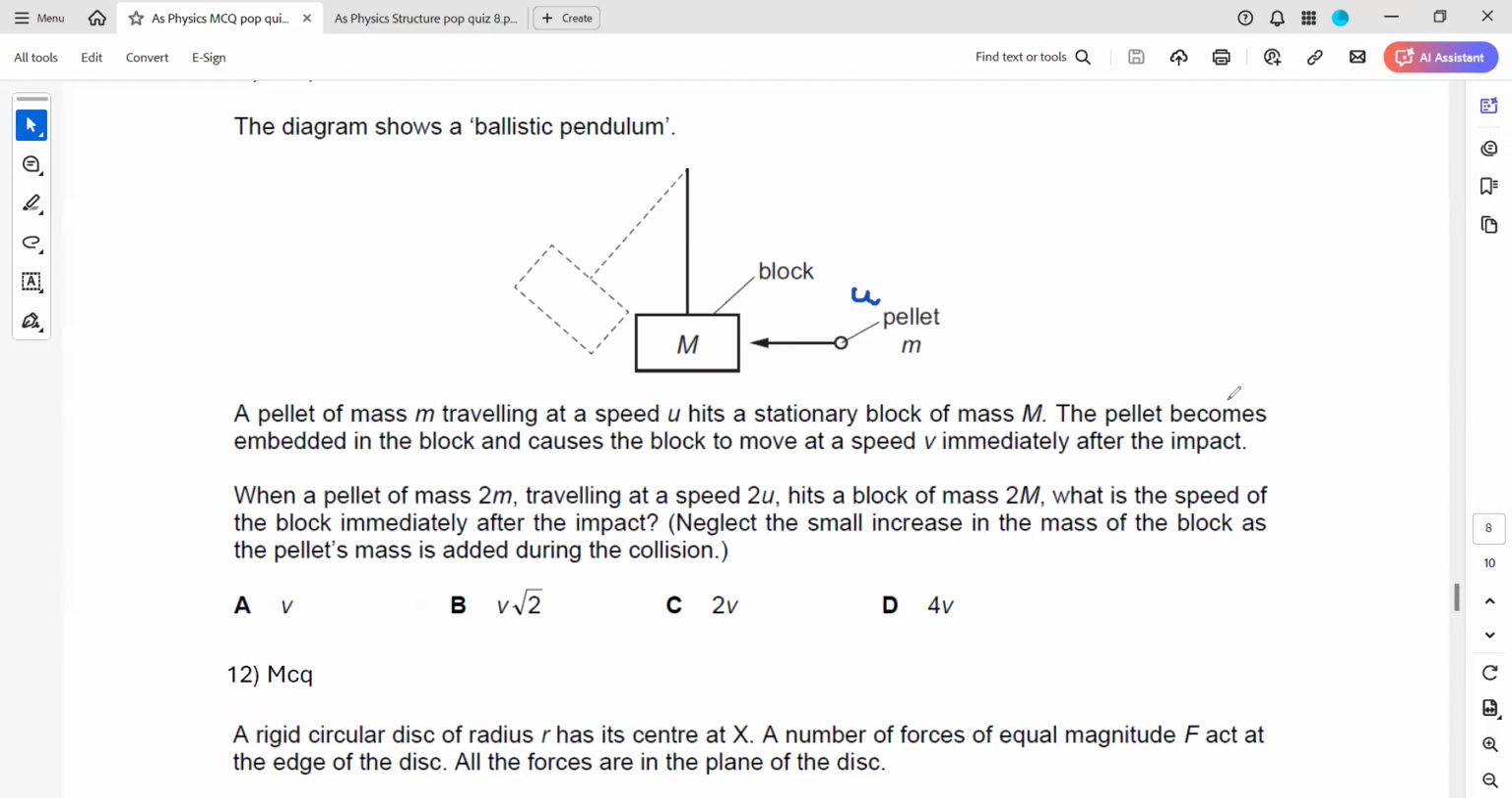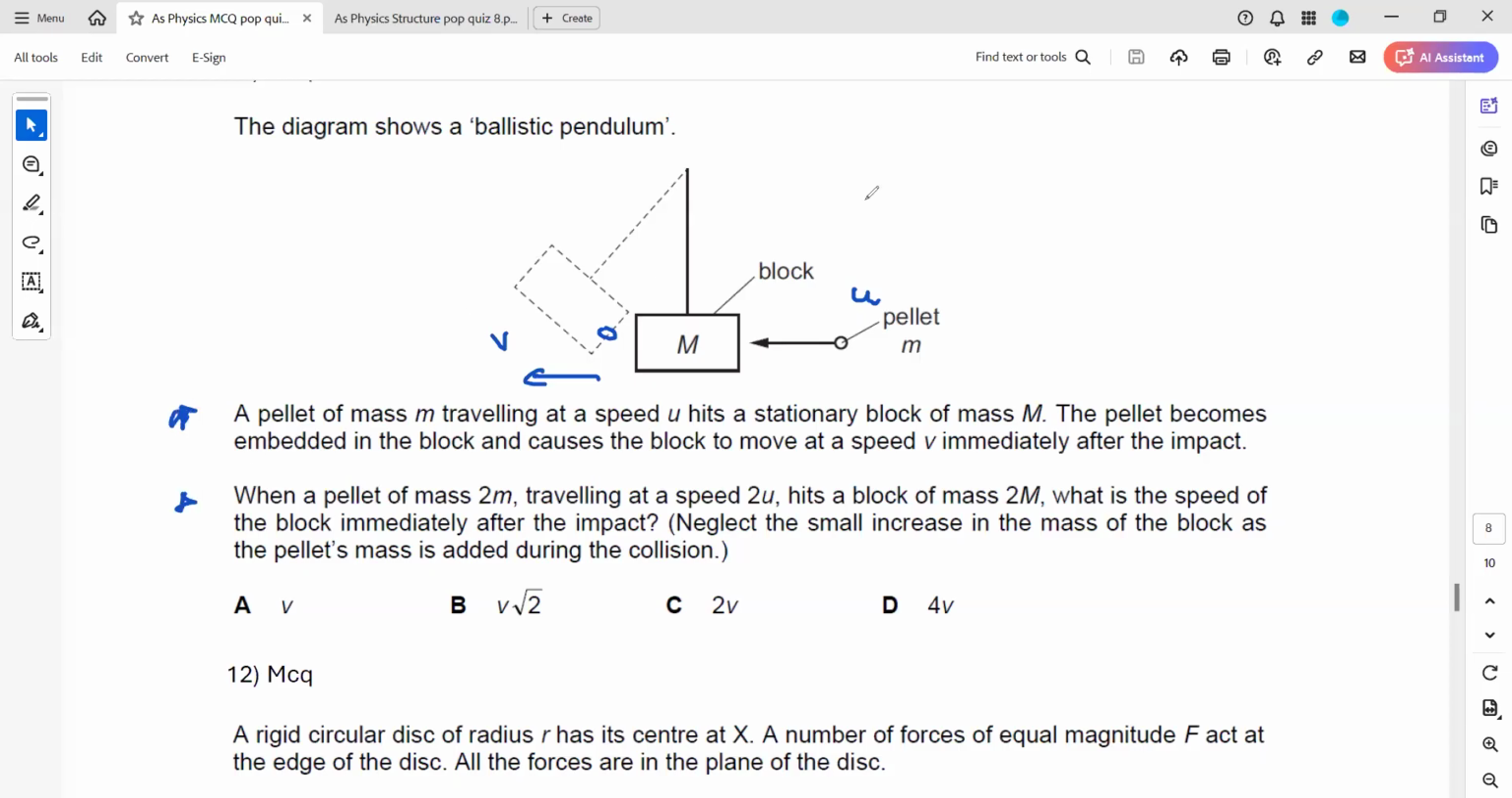Because if it is embedded, it means they will move with the same speed, which is v. When a pellet of mass 2m, traveling at a speed 2u, hits a block of mass 2M, what is the speed immediately after the impact? So first we take the first scenario, because two different scenarios are there.